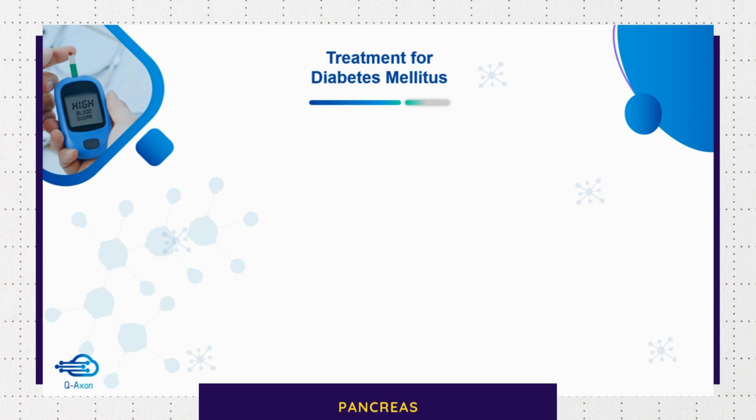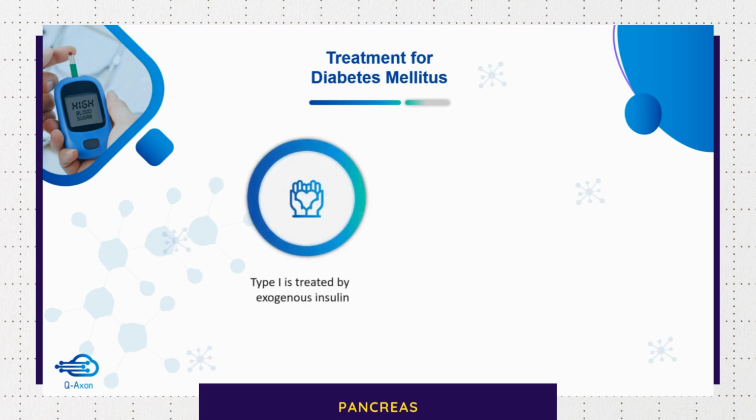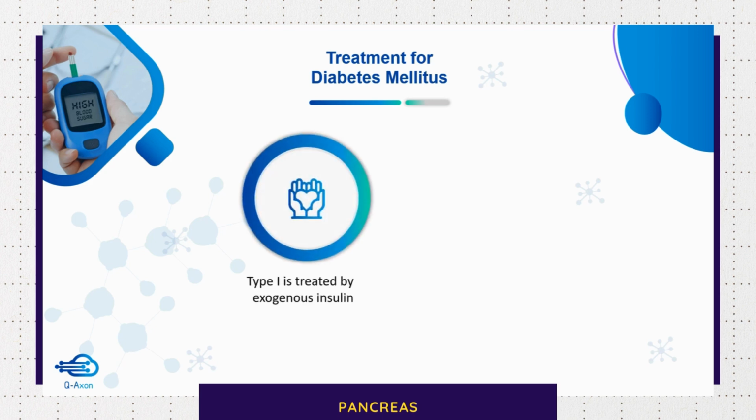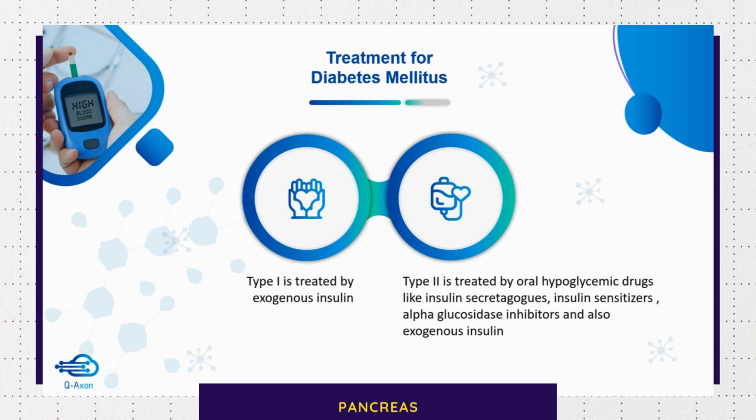Treatment for diabetes mellitus depends on its type. In type 1 diabetes mellitus, there is either very low or absence of insulin. Hence, it is treated by exogenous insulin. Type 2 diabetes mellitus is treated by oral hypoglycemic drugs like insulin secretagogues, insulin sensitizers, alpha glucosidase inhibitors, and also exogenous insulin.